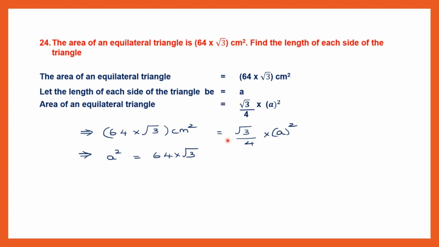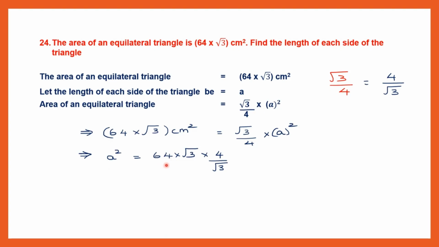Now I need to move root 3 by 4 to the other side. Now listen carefully. When I have root 3 by 4, here as you can see, it is multiplication. So when it moves to the other side, it becomes division. So when this becomes division, the 4 will go on top and root 3 will come down. So this becomes 4 by root 3, the reciprocal. So let's write that into 4 by root 3. So this is how it's done. So I hope you've understood how we got this.